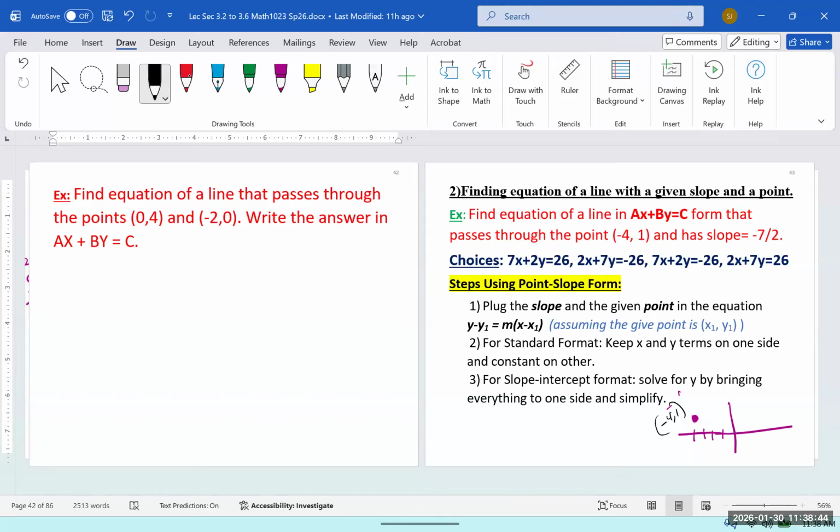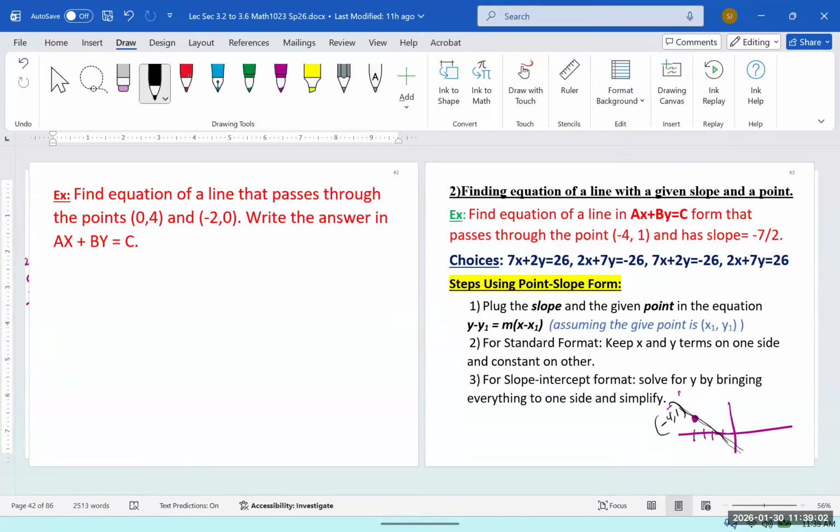And they gave you the slope. So from the slope and one point, how do you find the equation of the line? You're going to get an equation like this. What's the equation of this line?